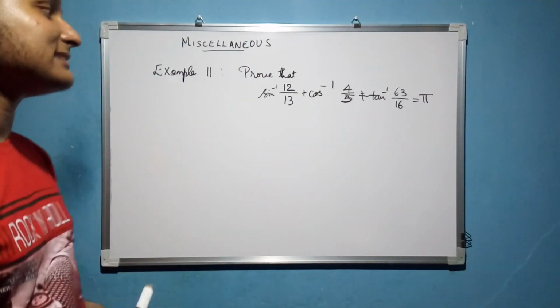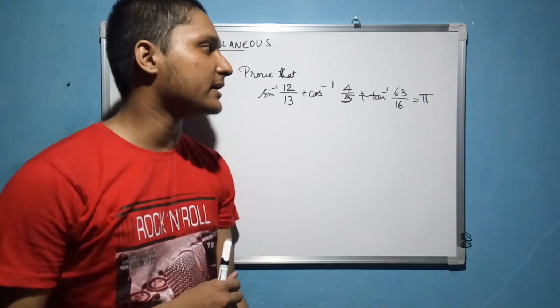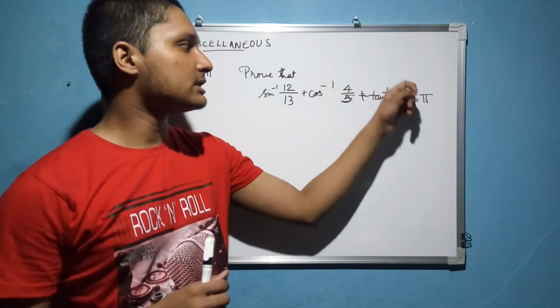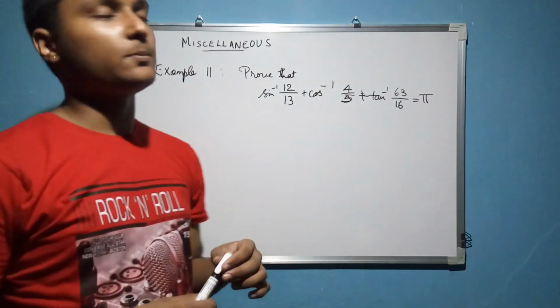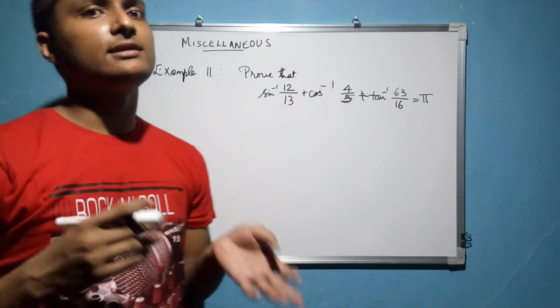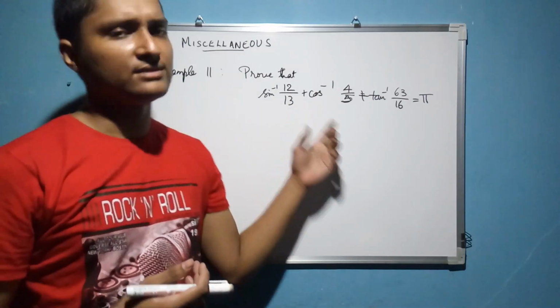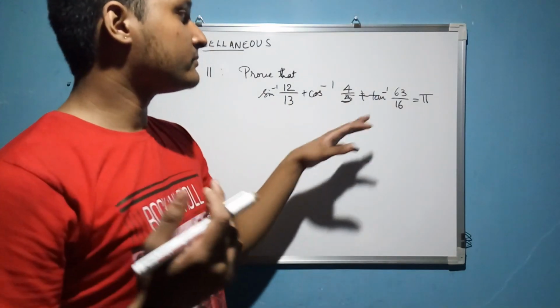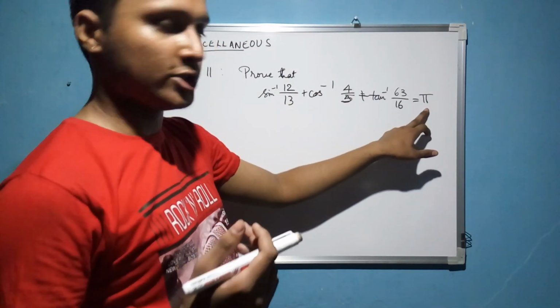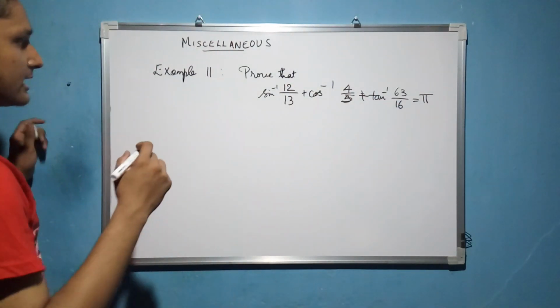Let us prove that sine inverse 12 by 13 plus cos inverse 4 by 5 plus tan inverse 63 divided by 16 is equal to pi. Sum of all these things should be pi. So I need to get tan inverse x plus tan inverse y forms here. But I have only sine inverse and cos inverse, so I need to convert it into tan, and hence I have pi also. From where that pi has come, I don't know, so I need to check now.